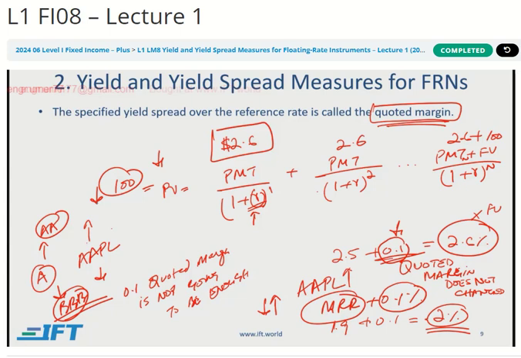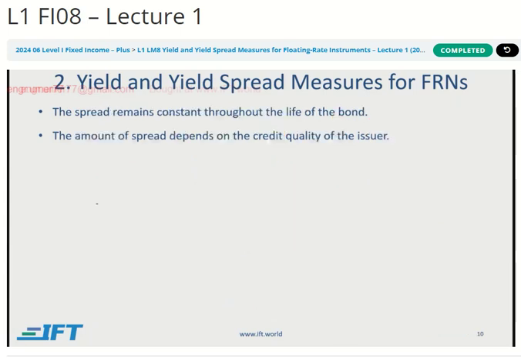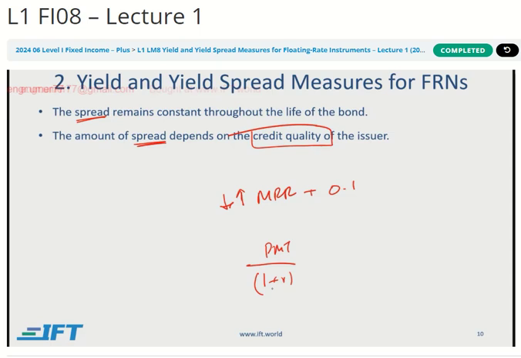So why is all of this important? Because the spread that they are offering, the quoted margin that they are offering, is linked to the credit quality of the issuer, right? So the benchmark rate can go up and down. It's not going to impact the value of the bond because the payment is also going to go up and down. The payment will be going up and down with it. The discount rate will be going up and down with it. So it nullifies the effect.